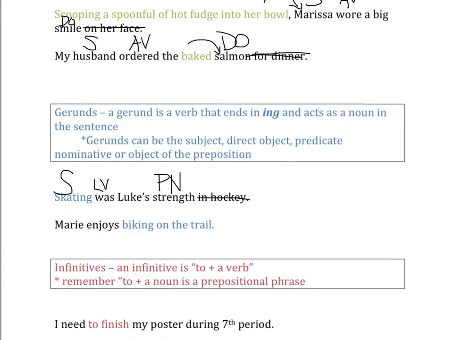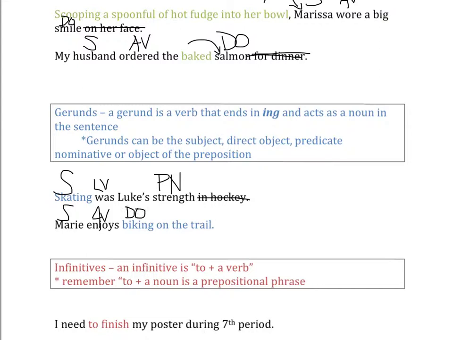Marie enjoys biking on the trail. Marie is the subject. Enjoys is the action verb. Ask yourself, what does Marie enjoy? Biking. Biking is the direct object.